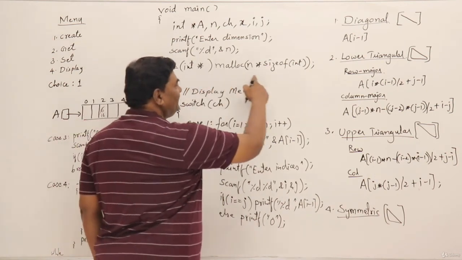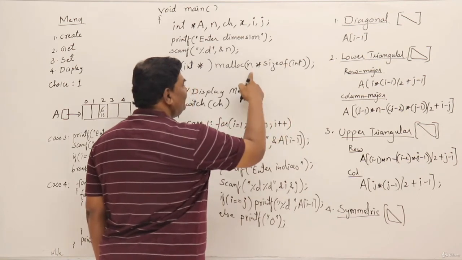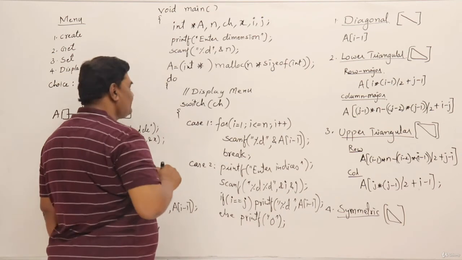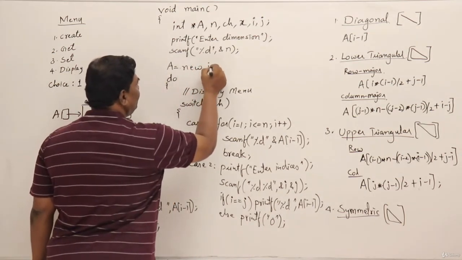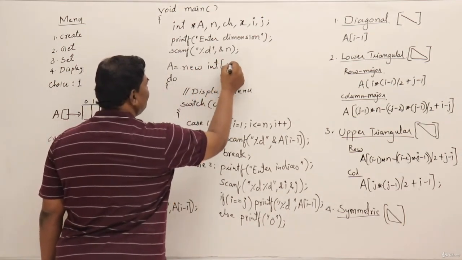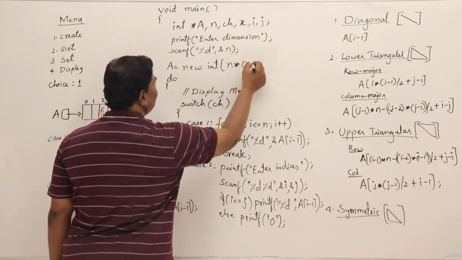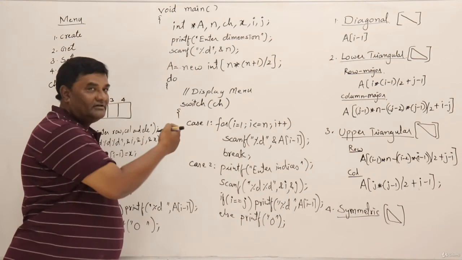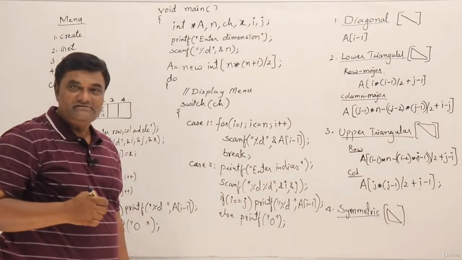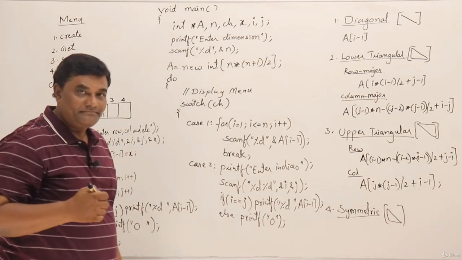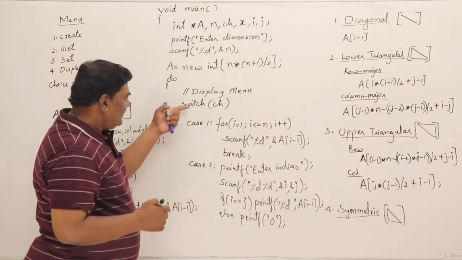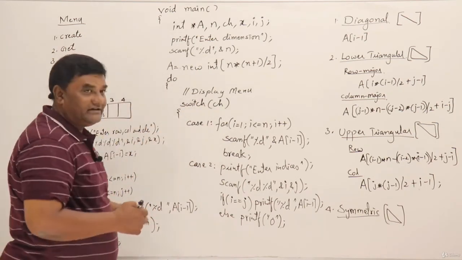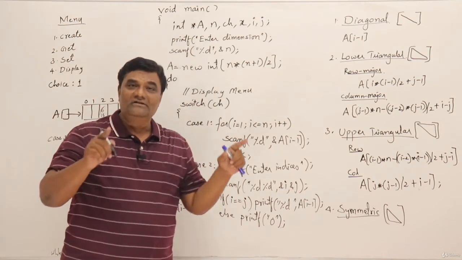So this size of an array which is created, I'll remove this one and I will write a C++ code here. new int of size n into (n+1)/2. That's all. So the size is different. Array size is different. That is n into (n+1)/2. Then here a menu is displayed. Then the switch case, first choice, creating an array means entering all the elements.